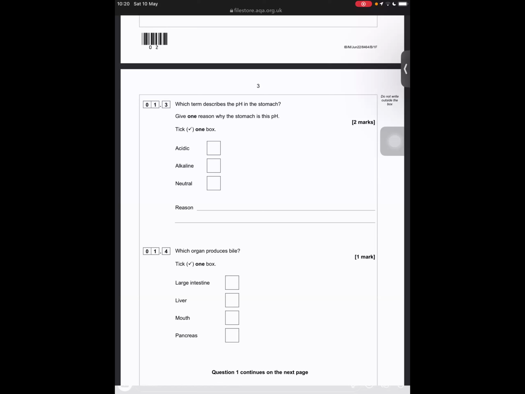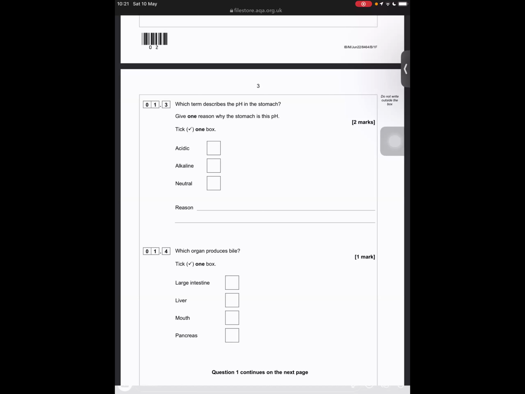Yes, it says acidic. Does it give a reason why? It produces hydrochloric acid, which allows the best condition to digest food and proteins. Okay, food and protein. All right. Let's go to the next one.